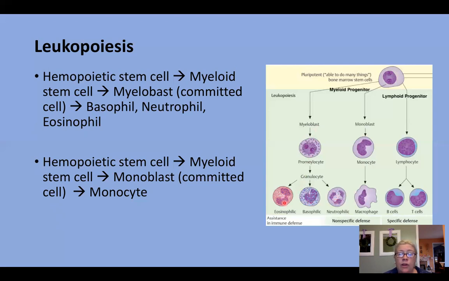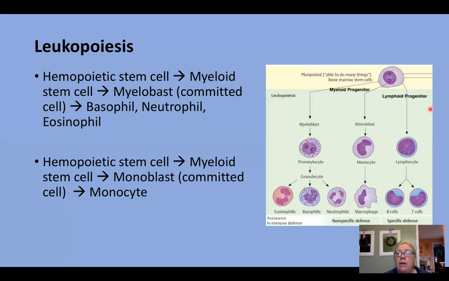Okay, so for these 3 white blood cells, the Phil family, I like to call them, the eosinophil, neutrophil, basophil, we have the hemopoietic stem cell, the myeloid stem cell, the committed myeloblast, and then that committed myeloblast is either going to become an eosinophil, a basophil, or a neutrophil. All right, that's the first 3. So let's talk about the 4th one.